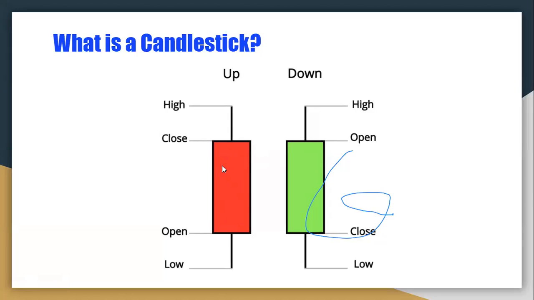I think the color here is marked opposite. Basically, when it is a red candle, the opening price is higher and the closing price is lower. Similarly, in the case of a green candle, the opening price is lower and the closing price is higher. In this figure, I think it has been marked opposite, so kindly ignore that. Now let us move to the candlestick patterns.